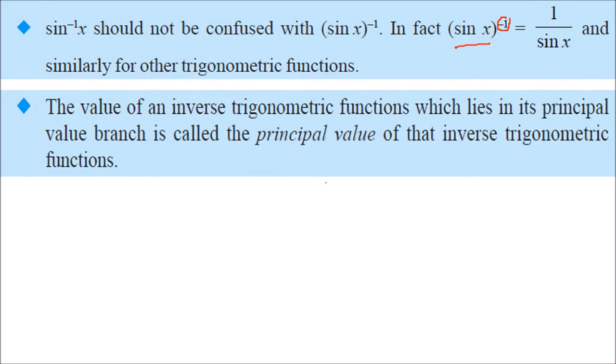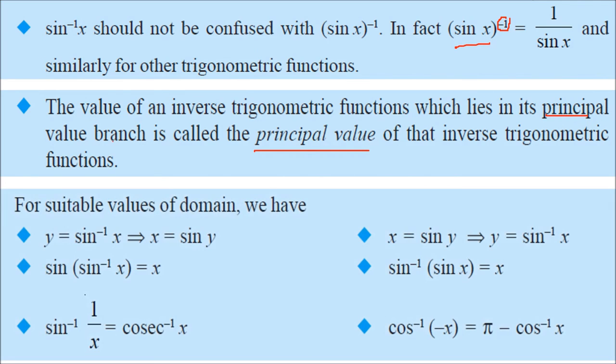The value of an inverse trigonometric function that lies in the principal value branch is known as the principal value. That principal value branch is where that trigonometric function has an inverse trigonometric function, for suitable values of the domain. This has to be very, very well taken care of. This domain and range is very important.